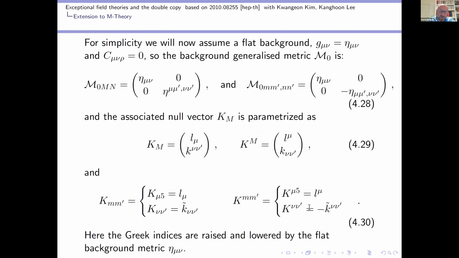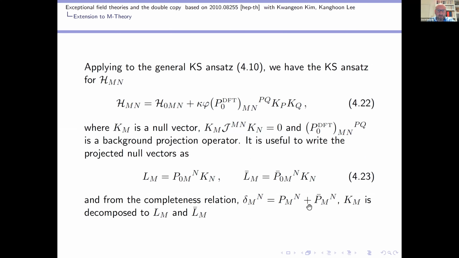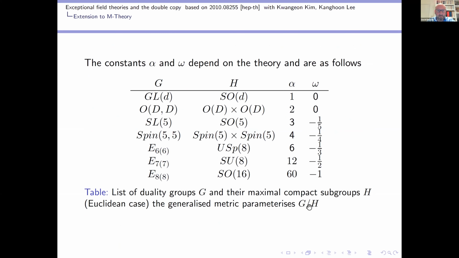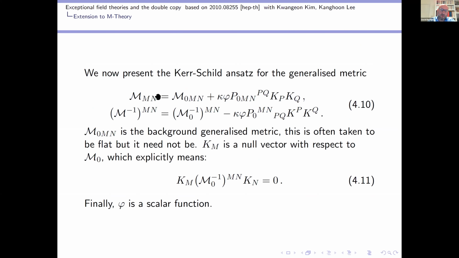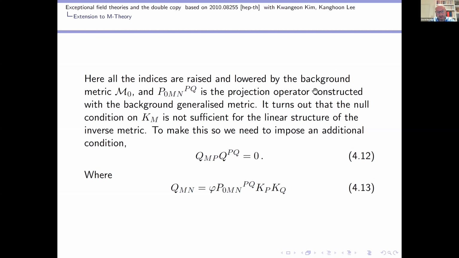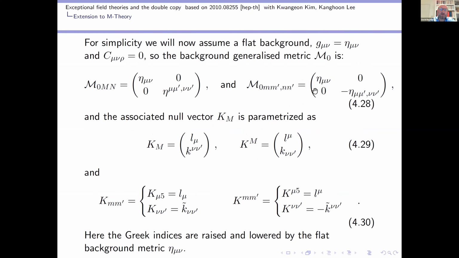Okay, so we can take the ansatz that we had before. I'm just going to go back to it. Yeah, here we are, this ansatz, where M is our generalized metric combining G and C in the form that I've shown you, and P is a particular projector, and K will be a null vector in the 10 of SL5, and we can work with that. And here I've chosen a flat background. This is my M0. This is the background from which I'm then looking at the fluctuations. And the null vector is parameterized like this.